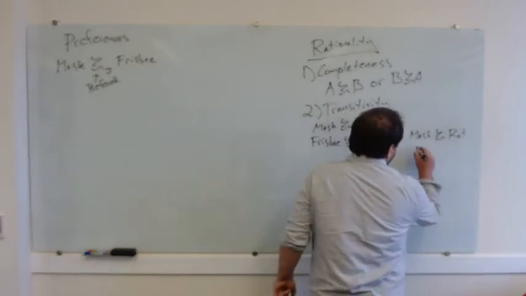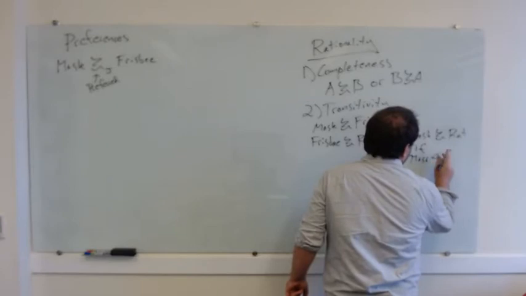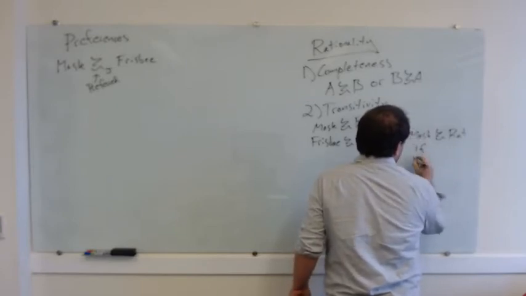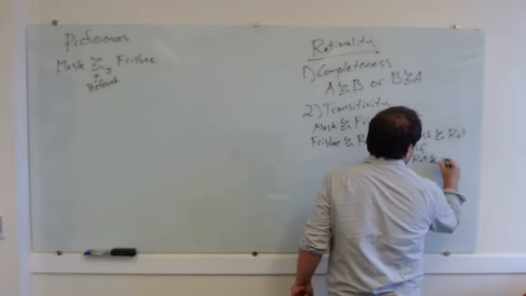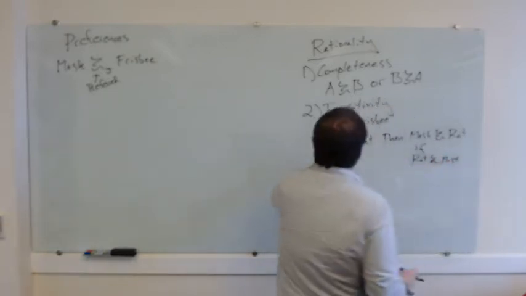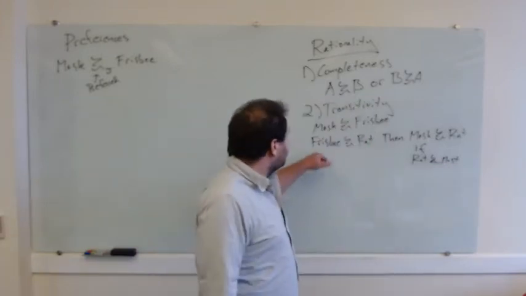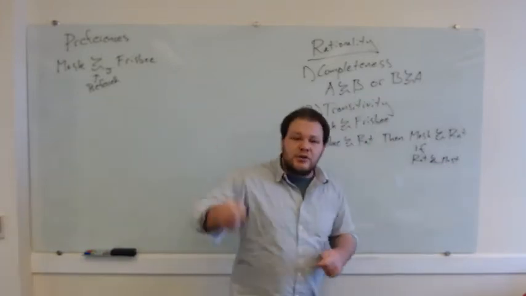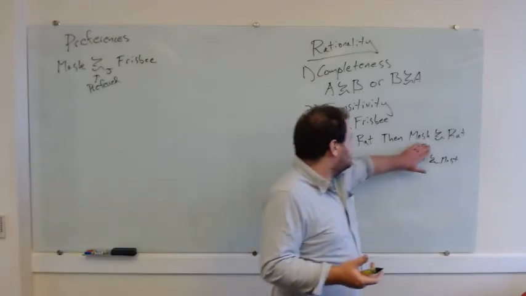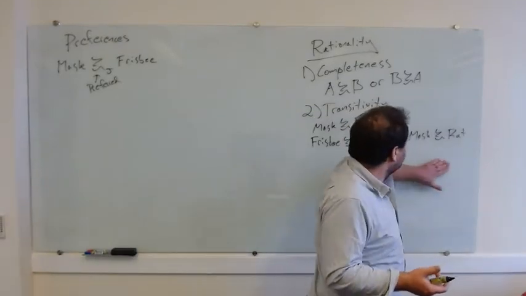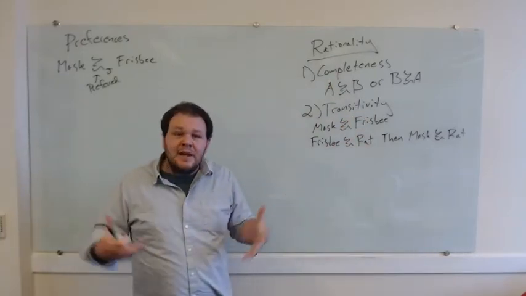Let's say I preferred the rat to the mask. Then I'd say, okay, I'll take the mask over the Frisbee, but then I'll take the rat over the mask, and then I'll take the Frisbee over the rat. I'll just circle the drain forever, and I'll never be able to come to a choice out of my three options.